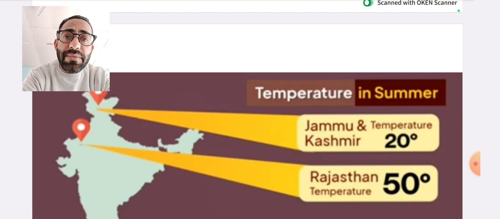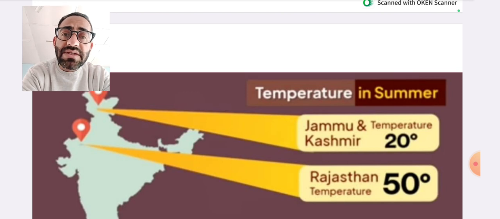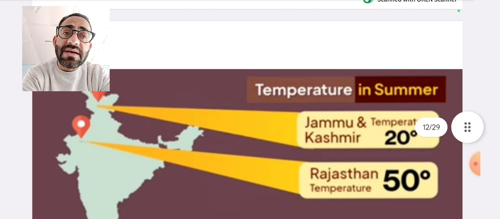If you look at the map, Jammu and Kashmir has a temperature of about 22 degrees Celsius in summer season. On the other hand, the western state of India, that is Rajasthan, has a temperature of about 50 degrees Celsius during the same season. So there is a variation of 30 degrees Celsius in temperature so far as India is concerned. This is the variation in temperature in summer season.